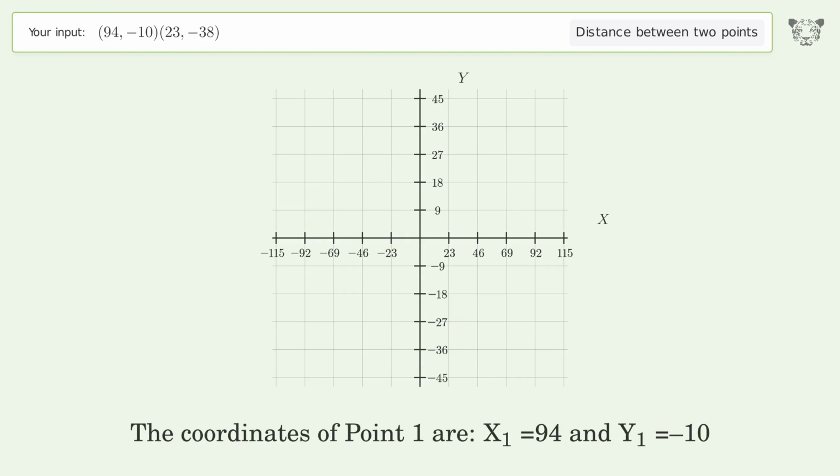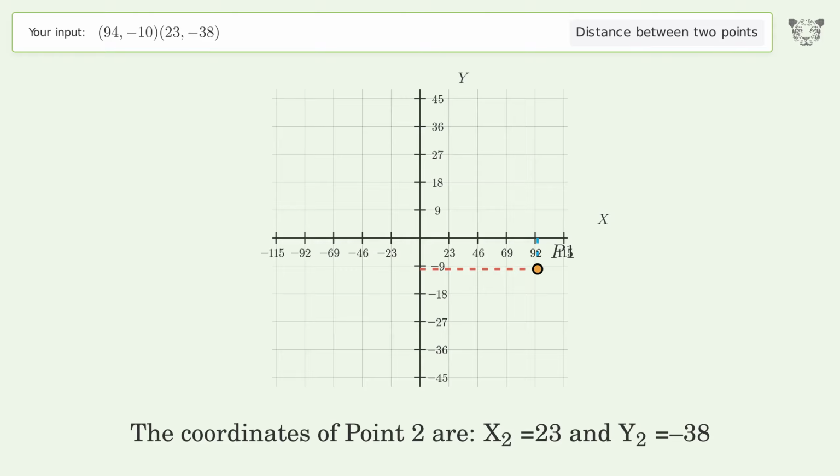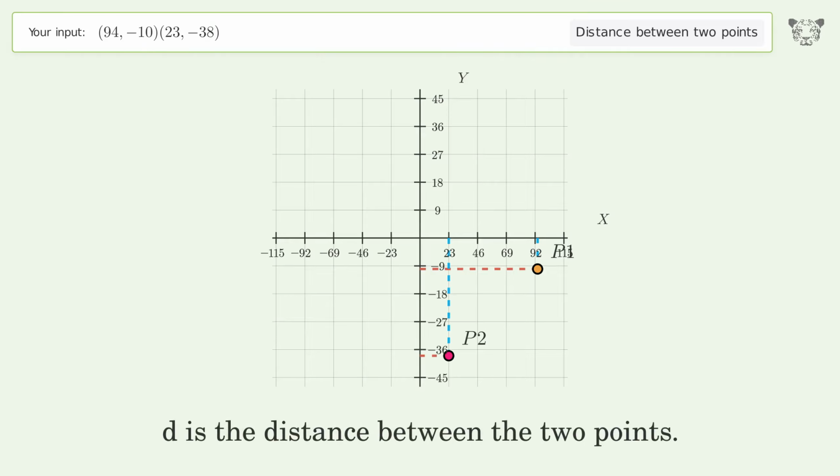The coordinates of point 1 are x1 equals 94 and y1 equals -10. The coordinates of point 2 are x2 equals 23 and y2 equals -38. D is the distance between the 2 points.